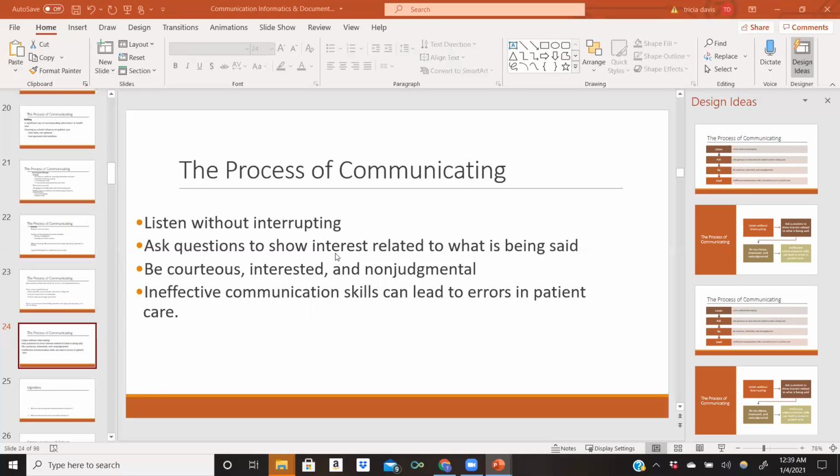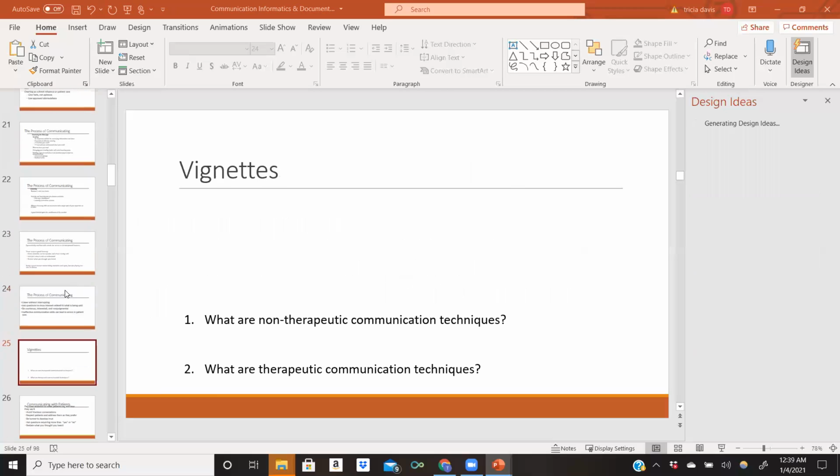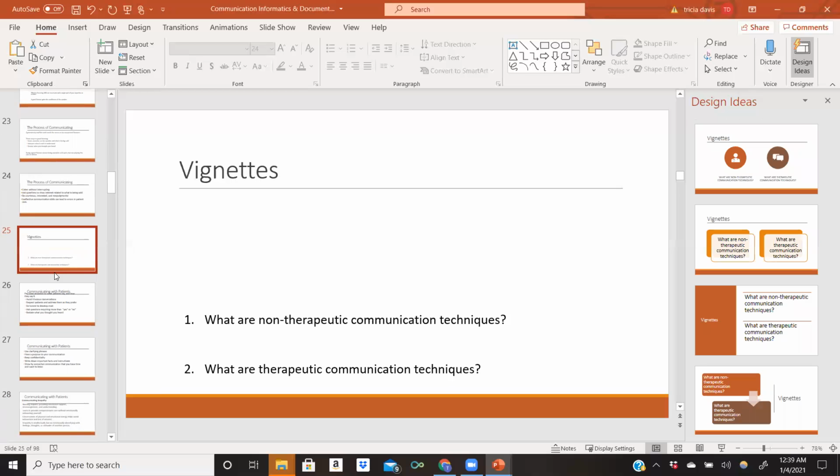And then ineffective communication skills can lead to errors in patient care. Not listening to your patients, not really being focused when you're in the room, not hearing what they have to say. Those are all things that can have a negative effect on the care that you give to the patients. So these vignettes, we will take care of these when we have our live lecture.